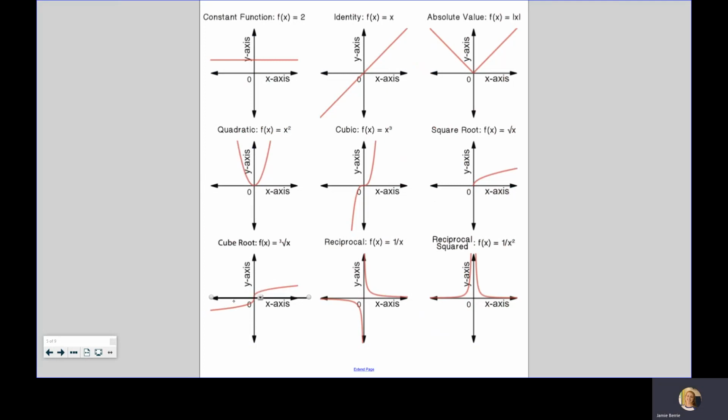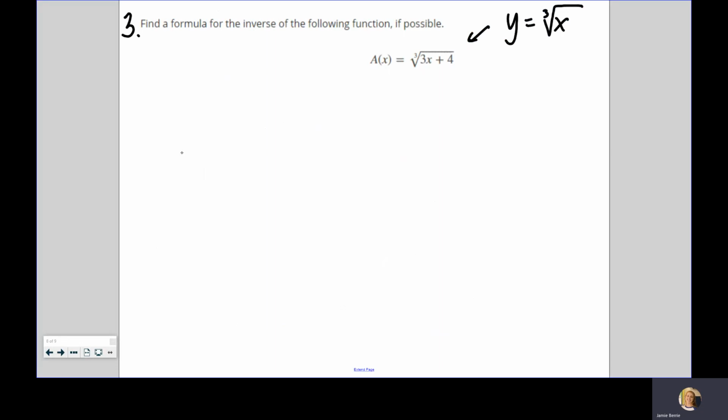All right, so anywhere we place that horizontal line, it's only going to pass through one time. So that means this function passes the horizontal line test, which means a of x has an inverse function. Okay, so now that we know an inverse exists, we can go ahead and find the inverse.